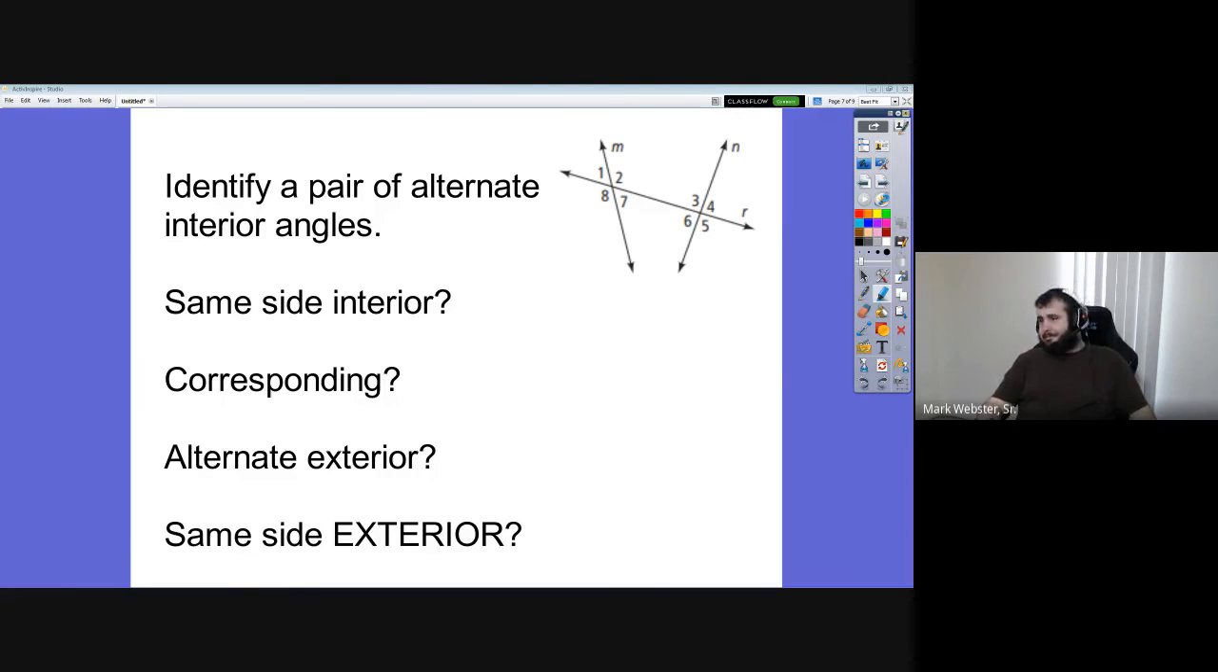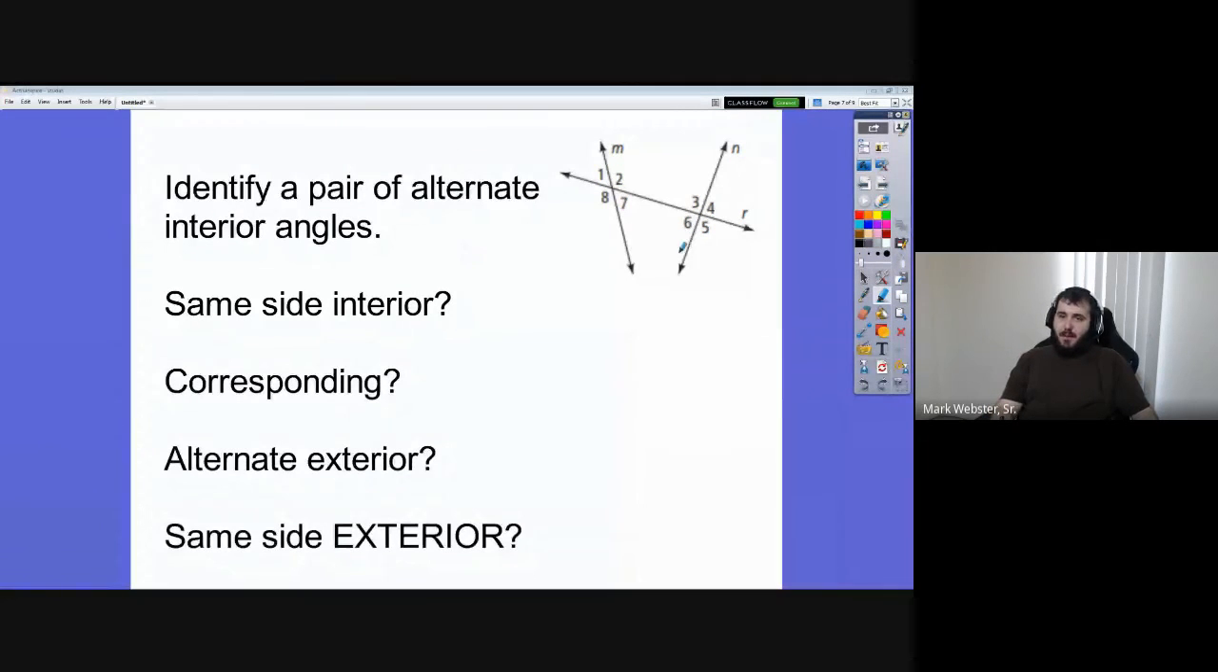All right. So, alternate interior. Remember, we're looking for that Z shape. Now you notice that this is sort of laying on its side. Doesn't matter. Look for the angles that are in the middle that are on opposite sides of each other. So, for example here, angle 2 and angle 6. That's one pair. Or you could have chosen angle 3 and angle 7. That's another pair.